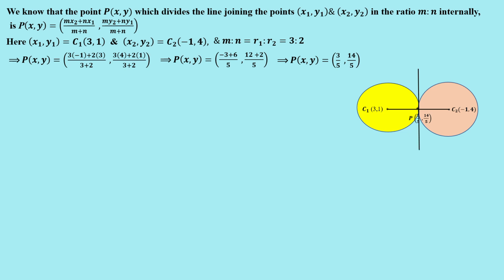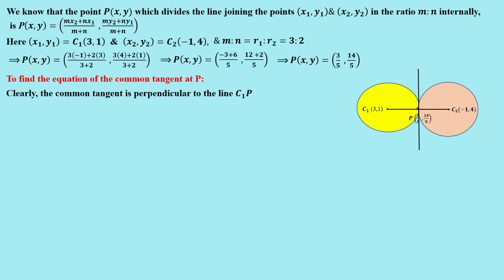Now this is the common tangent. To find the equation of the common tangent at P, the point of contact, clearly the common tangent is perpendicular to the line C1P or C1C2. You can take any way, either the line joining the centers or C1P. That is enough. Let the slope of C1P be m1. You can take C1C2 also, and you will get the same answer. I am taking C1P.